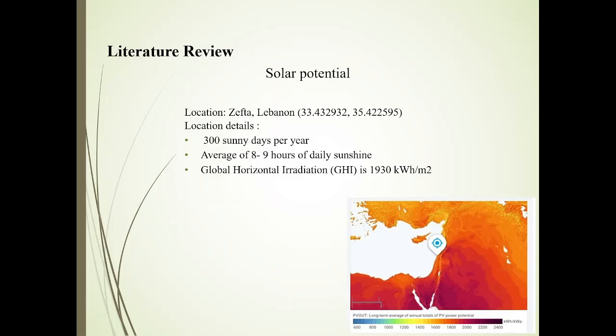This project takes place in Lebanon, Zefta region. According to Atlas Solar, this site has more than 300 sunny days per year, an average of 8 to 9 hours of daily sunshine. Global horizontal irradiation is 1930 kilowatt hour per meter squared annually.